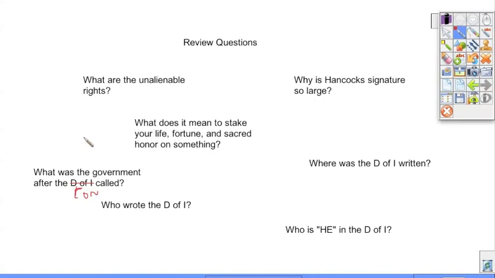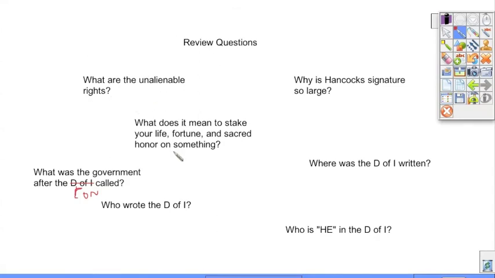Okay, so here are our review questions. The last thing I want to do here. So, what are the inalienable rights? Jeremiah? I'll give you a hint. It starts with life. Yep, life, liberty, and the pursuit of happiness. Now, John Locke said life, liberty, and what? Property. Right. So you remember that by thinking John Locke locked up your property. But those are your unalienable rights.